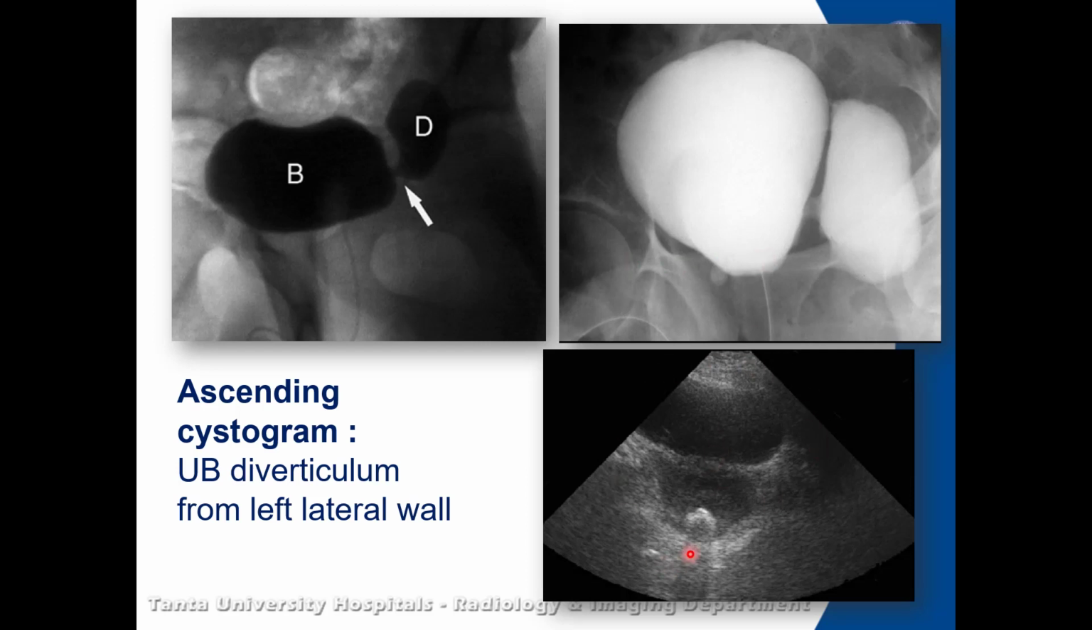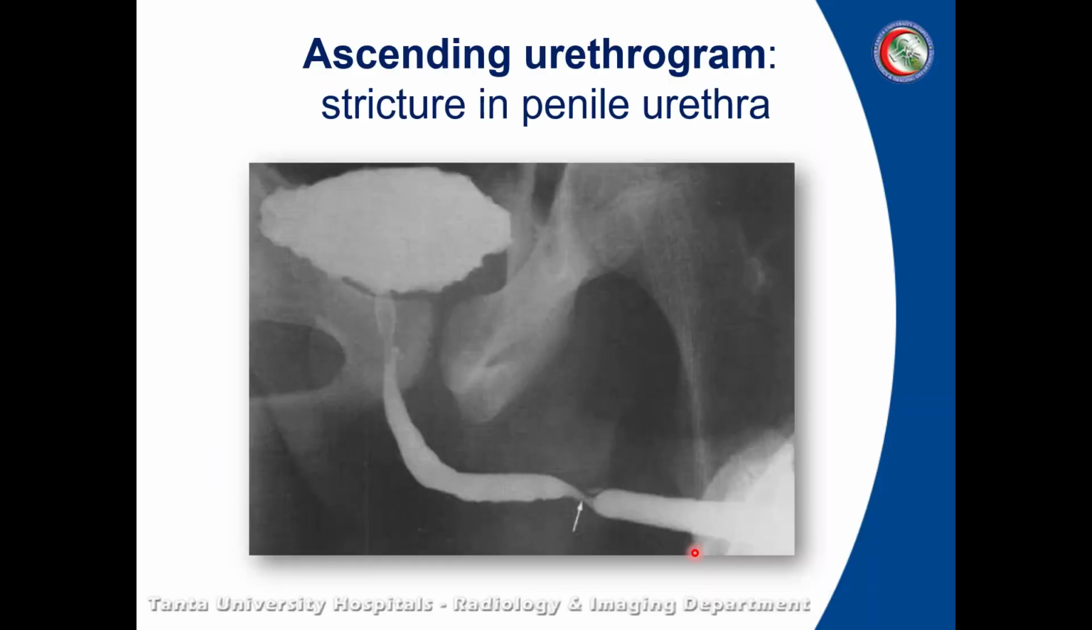and this is the ultrasound picture showing the urinary bladder, which is black in color, with diverticulum arising from its wall, and a stone, which is bright in color here with shadowing, seen inside the diverticulum.